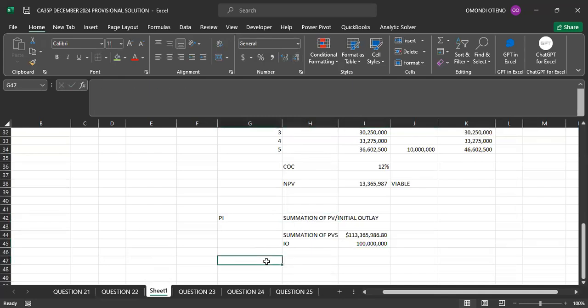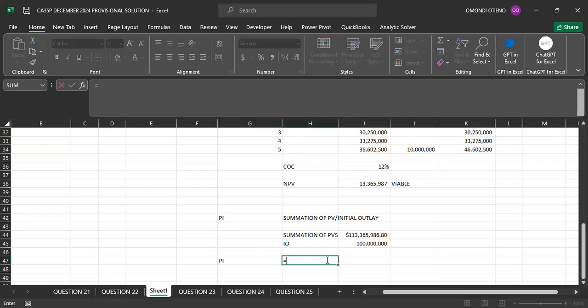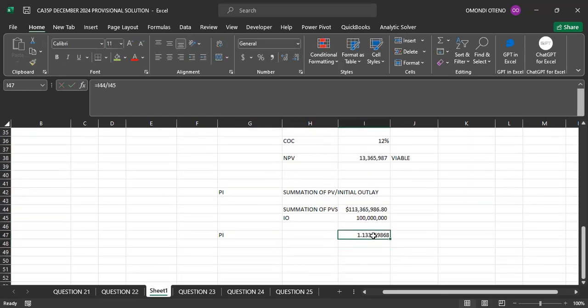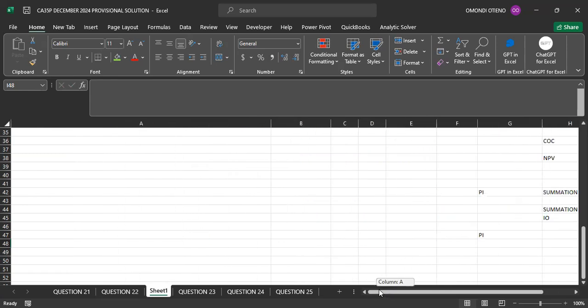So our profitability index now is basically equivalent to the summation of present values, then we divide by initial outlay. If that is done, you'll be able to see we are getting 1.13337. What does it say? The project is viable because our profitability index is greater than 1.